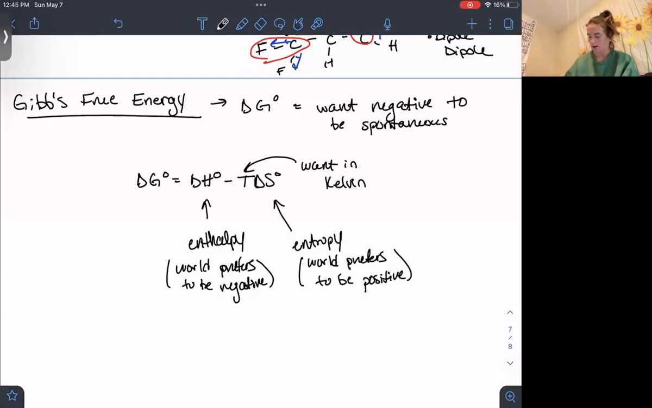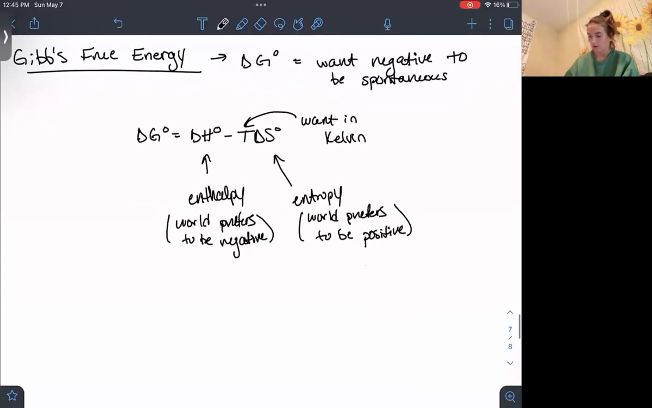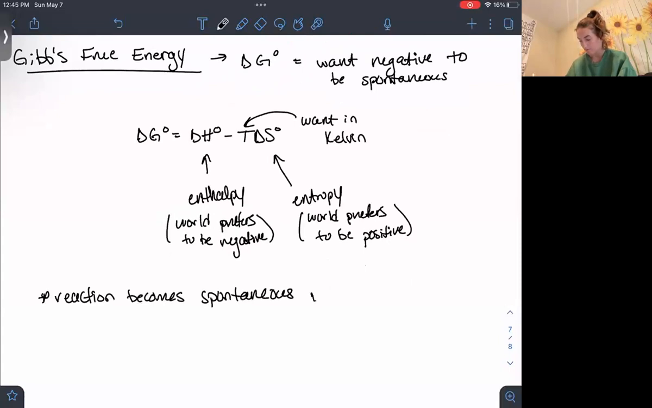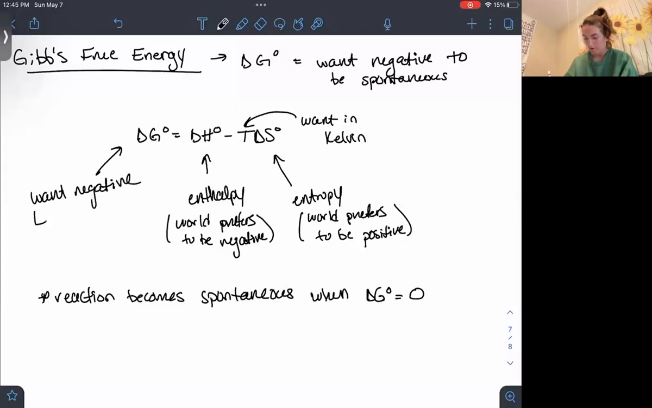Okay. Your reaction becomes spontaneous when delta G naught is equal to 0. Yep, you want your reaction to be spontaneous. So you want negative, which means spontaneous.